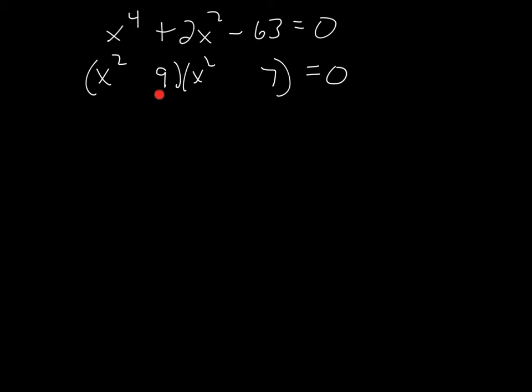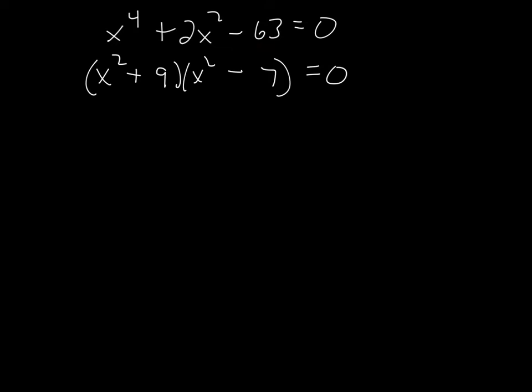And we can see that that does equal 63 right there. But we need positive 2 when we do, this is 7x squared and this is 9x squared. We need positive 9 and negative 7 so that we have negative 7x squared plus 9x squared equals positive 2x squared. And of course we have positive 9 times negative 7 equals negative 63.